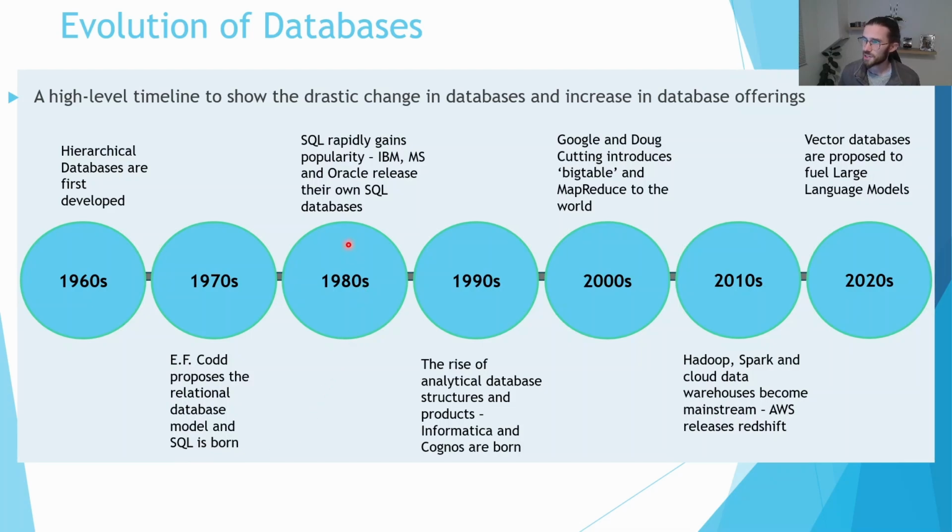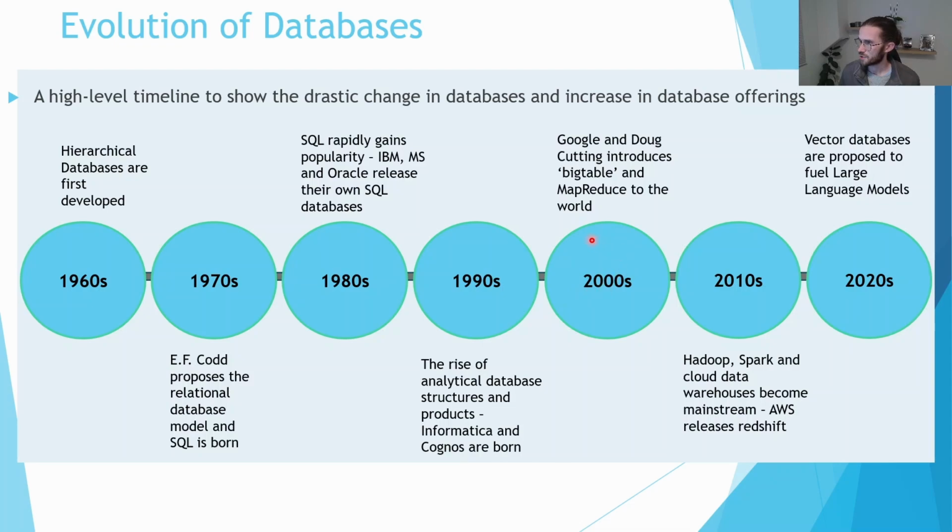In the 80s, SQL would rapidly gain popularity, and companies like IBM, Microsoft, and Oracle would release their own proprietary SQL databases. Then in the 1990s, there was the rise of analytical databases and analytical database structures as well. So products like Informatica and Cognos were born. By today's standard, these are quite old and outdated, but at the time, these were really impressive to do analysis type work on top of.